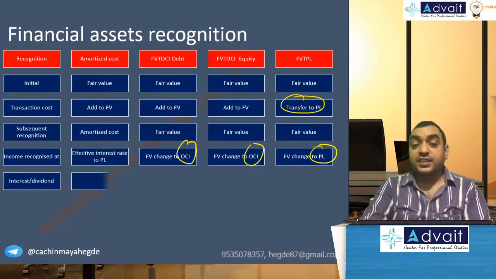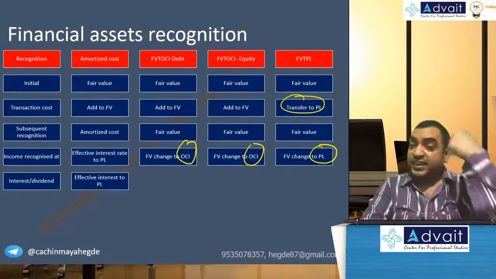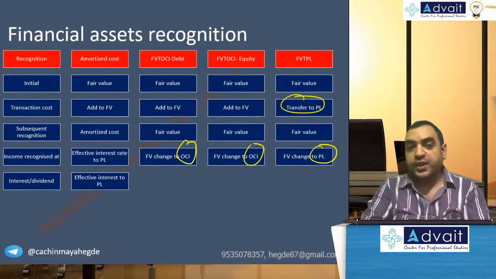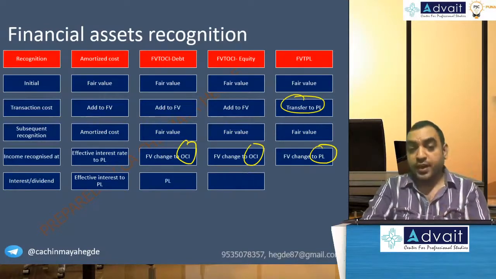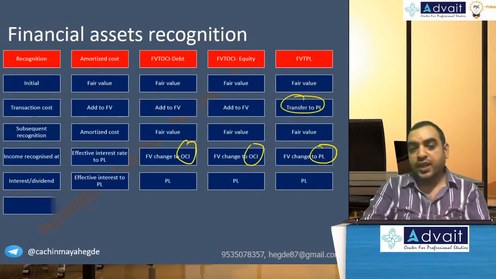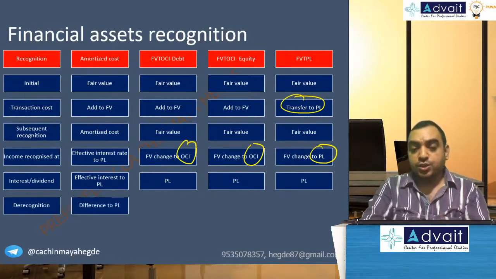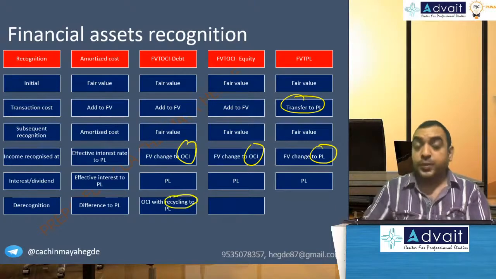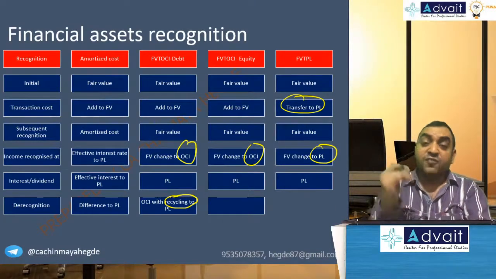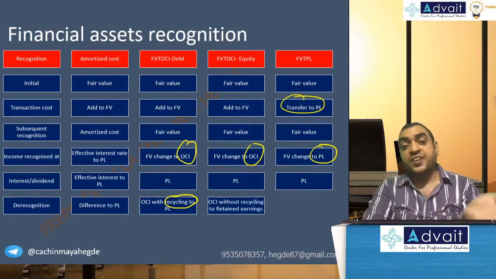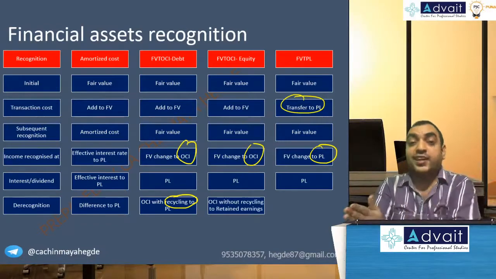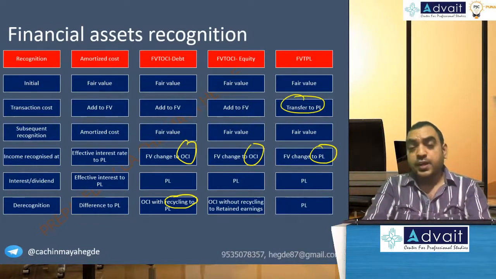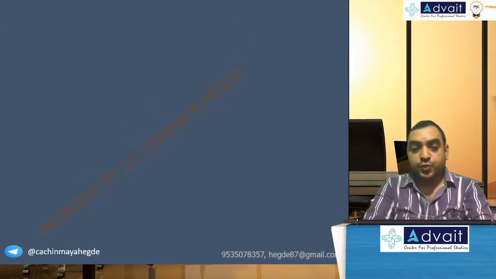Interest received, dividend received: in amortized cost, effective interest goes to P&L. In FVTOCI, dividend received or interest received, coupon received, and all will be transferred to P&L account. Derecognition, amortized cost: any difference between the settlement amount and the book value is transferred to P&L account. FVTOCI debt with recycling to P&L. I hope you know what we mean by recycling. We have discussed it at the beginning itself. But if it's FVTOCI equity, it is without recycling, directly to other equity, retained earnings. And then FVTPL, the difference will be transferred to P&L account.